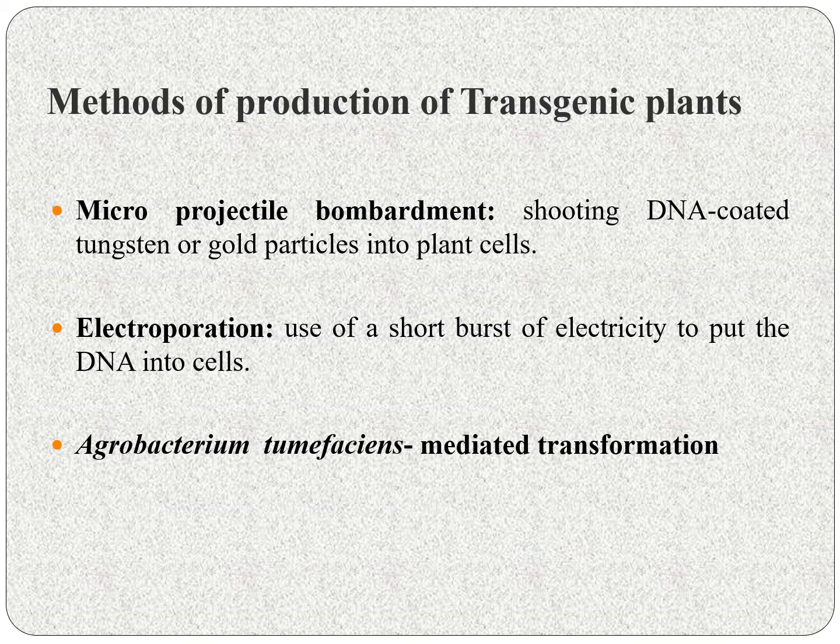Transgenic plants. Methods of production of transgenic plants: microprojectile bombardment, electroporation, Agrobacterium tumefaciens mediated transformation. Microprojectile bombardment is a method of shooting DNA-coated tungsten or gold particles into the plant cell. Electroporation is the use of short bursts of electricity to put the DNA into cells.